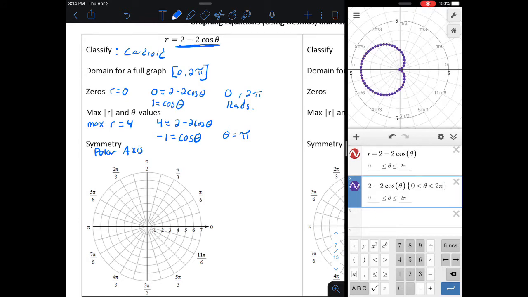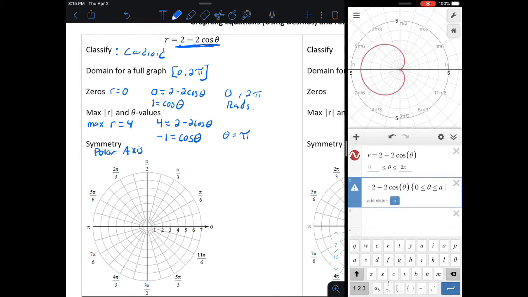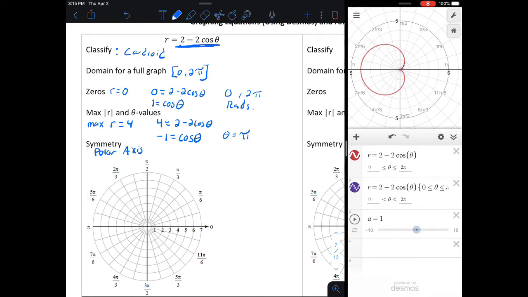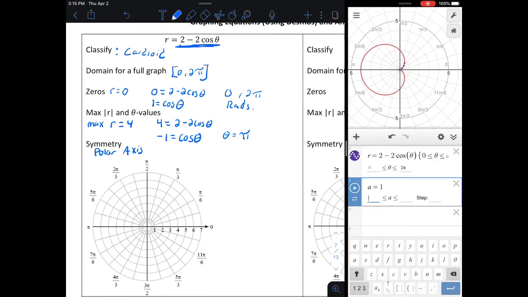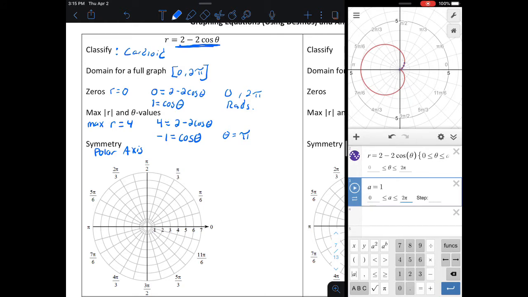And actually, not to 2 pi. What we're going to do is go to some constant, call it a. So that way, when I put a in, it says, do you want to add a slider? Yes, I do. And I'm going to set my slider for a to go from 0 to 2 pi. And I'm not worried about the step per se.